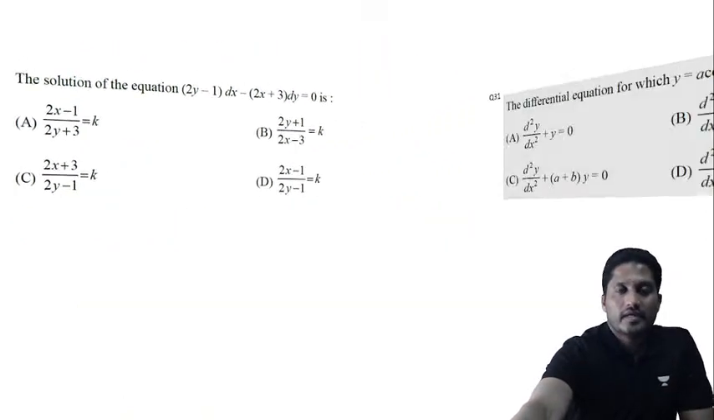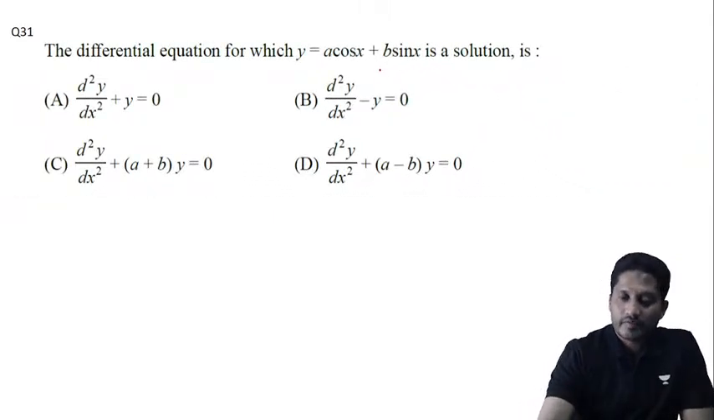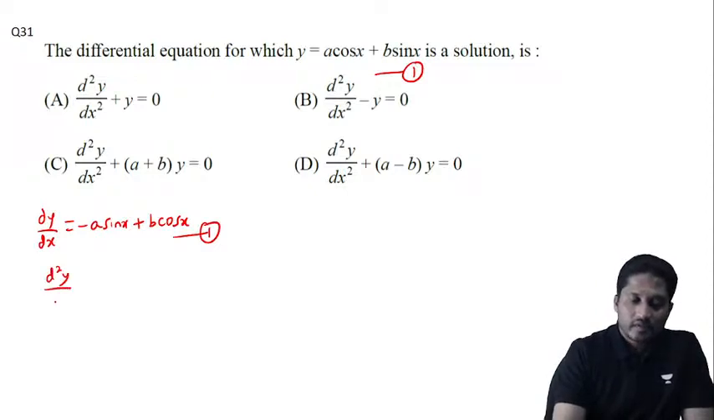Right, question number 31. You call this equation 1. I'm supposed to find a differential equation. dy by dx is equal to, differentiation of cos x is minus sin x, right? And differentiation of sin x is cos x. You call this equation 1. If I differentiate once again, d square y by dx square is equal to minus, differentiation of sin x is cos x, right? And differentiation of cos x is minus sin x.